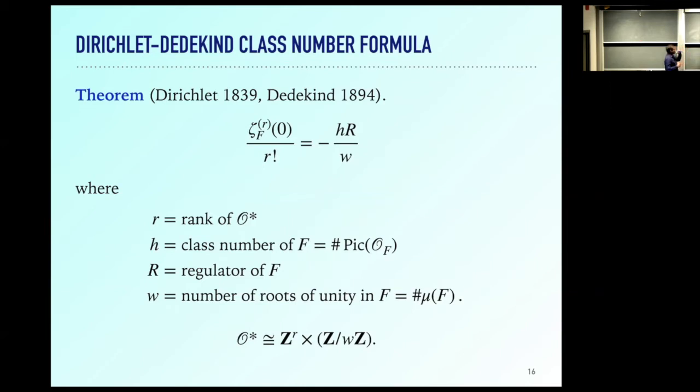So the right side doesn't depend on little r? I mean, little r is an invariant. I mean, I don't know what it means. Like, little r is not something that you choose. It's a specific number. It's the rank of O star, right?